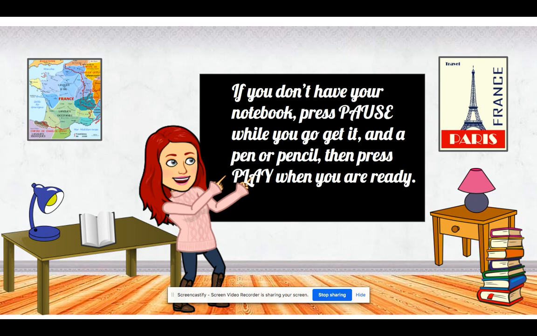If you don't have your notebook right now, I'm going to suggest that you press pause and go get your notebook, plus a pen or pencil to write with, and then press play when you are ready.